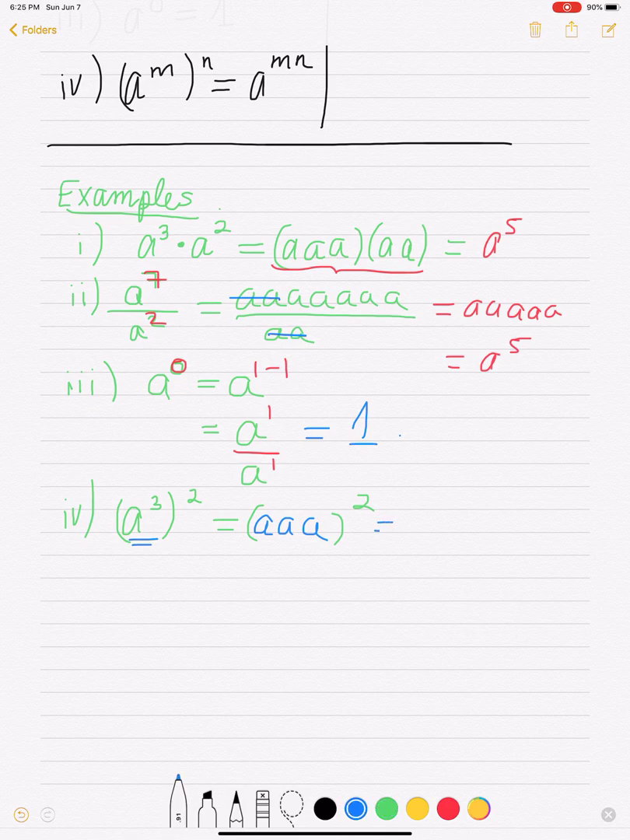So we're going to have what? Triple A and triple A, right? 2 copies. Triple A, triple A. So if you count up how many A's in total, we got 6, right? 1, 2, 3, 4, 5, 6. So essentially what we did, we multiplied this 3 and this 2 to get 6. That's exactly what we did. We multiplied 2 times 3. We had 2 copies of 3, or 2 groups of 3.